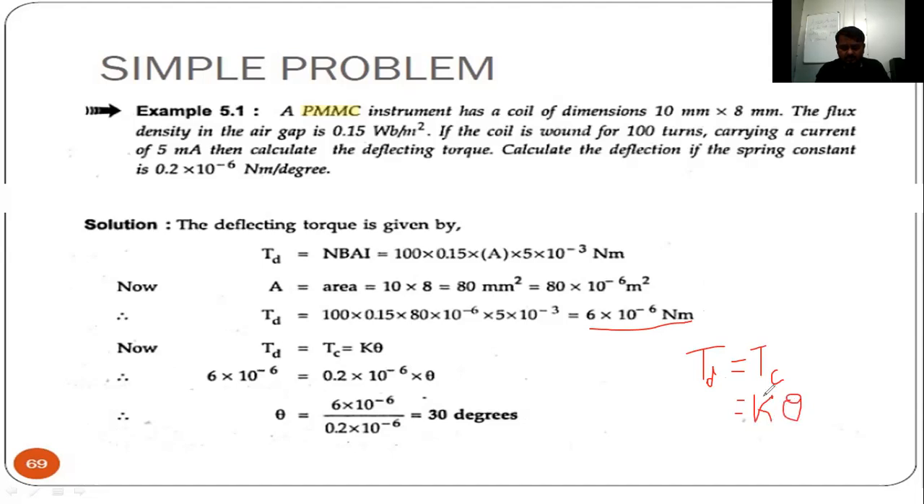K is what? The spring constant. He has given the value of the spring constant here. What we have to calculate is theta. Here TD is already given. So TD divided by K equal to theta. TD is 6 into 10 to the power of minus 6 divided by K, which is 0.2 into 10 to the power of minus 6. The 10 to the power of minus 6 terms will get cancelled. Now 6 divided by 0.2 equals 30 degrees.